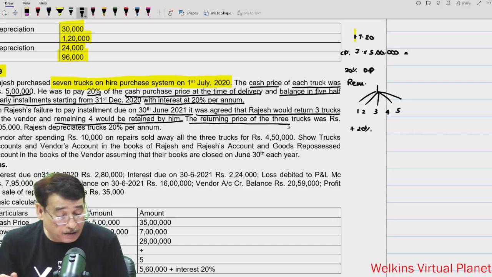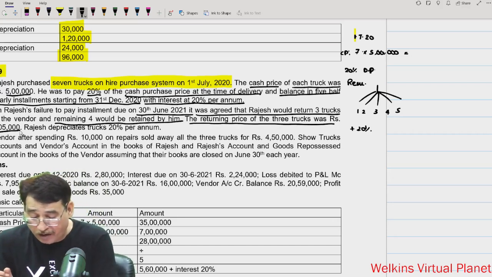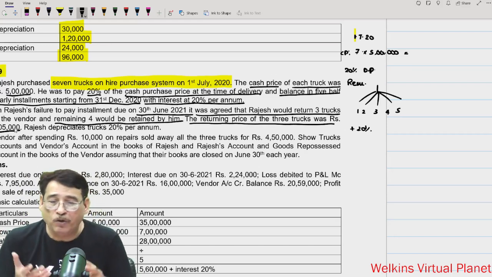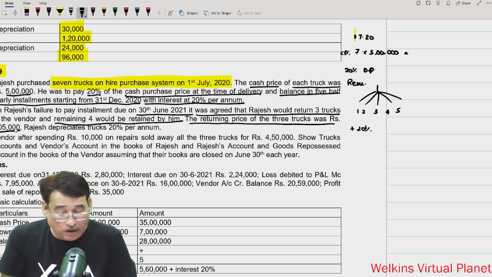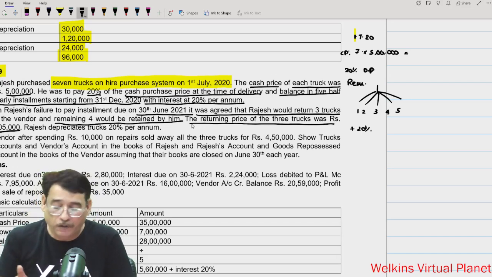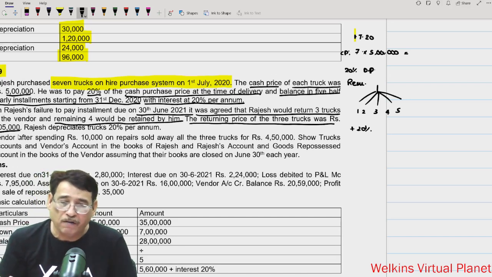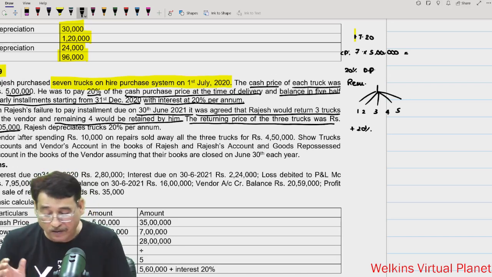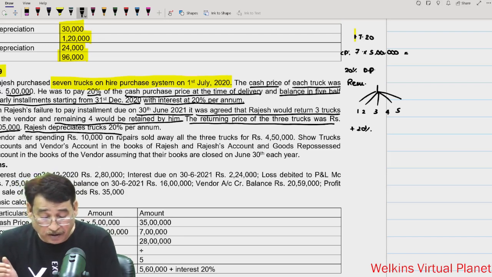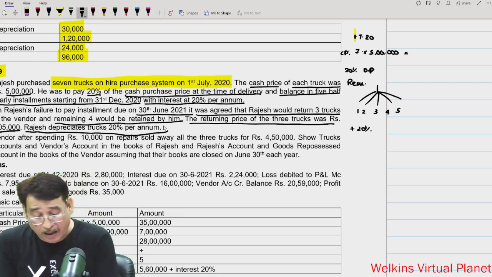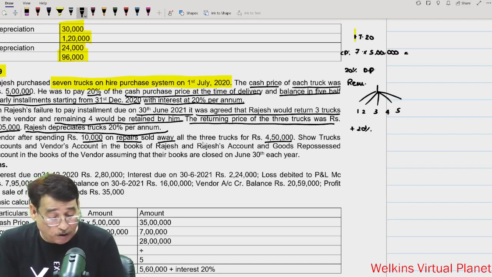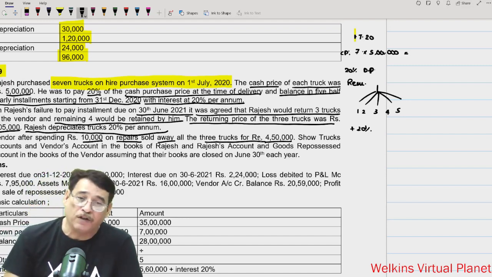The returning price of the 3 trucks was 4,05,000. Very interesting point. This time you need not find out the value of goods repossessed from the perspective of the vendor, because it is clearly given that the value of the goods repossessed is 4,05,000 from the perspective of the vendor. Is it clear to you? And Rajesh depreciates the truck at 20% per annum. And these lines should not cause you any problem. The vendor, after spending 10,000 on repairs, sold away all the 3 trucks for rupees 4,50,000.